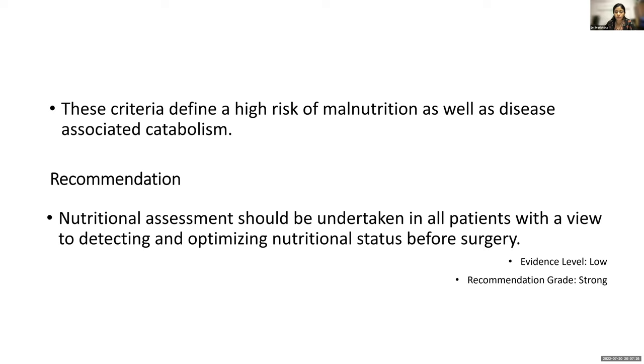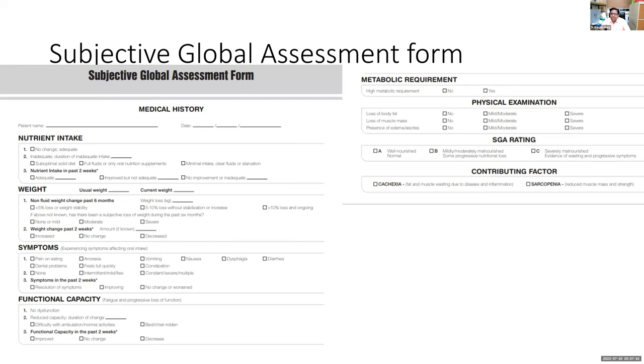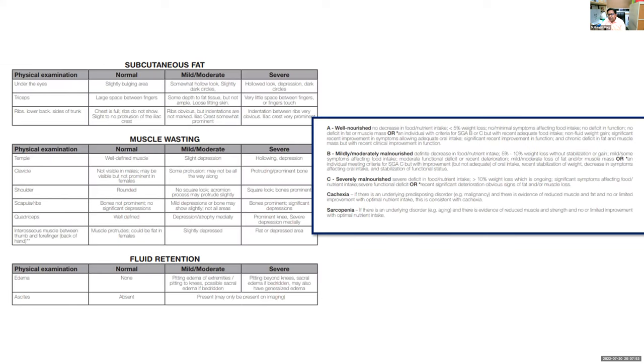The nutritional assessment should be undertaken in all patients with a view to detecting and optimizing the nutritional status before the surgery. These patients are at risk of nutritional deficiency, and hence assessment is very important. Once we assess using various parameters, the subjective global assessment form is one of the important tools for assessing the overall nutritional status, which assesses various parameters and gives you a fair idea whether the patient is mildly, moderately, or severely cachectic. And as we know, albumin is also an independent predictor of the outcome of these patients.